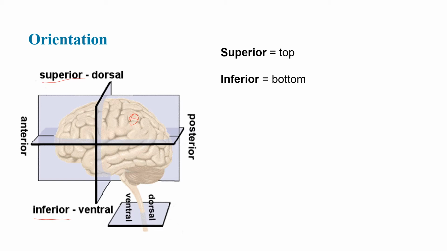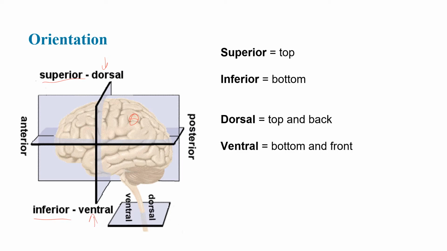Other terms that you see here are dorsal and ventral. Dorsal and ventral refer to top and bottom as well, but they also refer to front and back. So dorsal, when we're talking about the brain, not the brain stem, but the brain, refers to the top. The ventral, when you're talking about the brain, not the brainstem, refers to the bottom. When you're referring to the brainstem and the hindbrain, when we get to that, the ventral is the front and the dorsal is the back.